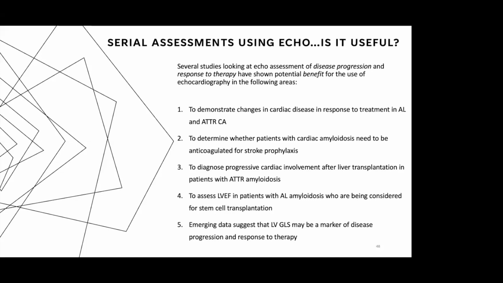It can help determine if patients with CA need to be anticoagulated for stroke prophylaxis, can help diagnose progressive involvement in the heart after someone gets a liver transplant for ATTR amyloid, and can help assess LVEF with AL amyloid patients who are being considered for a stem cell transplant. And the newer data is actually suggesting that GLS can be a marker of disease progression and how well the patients are responding to therapy.